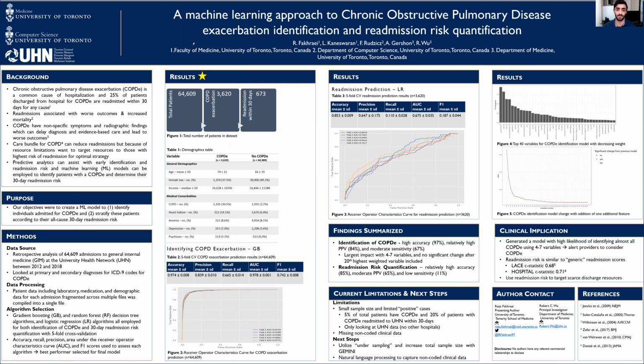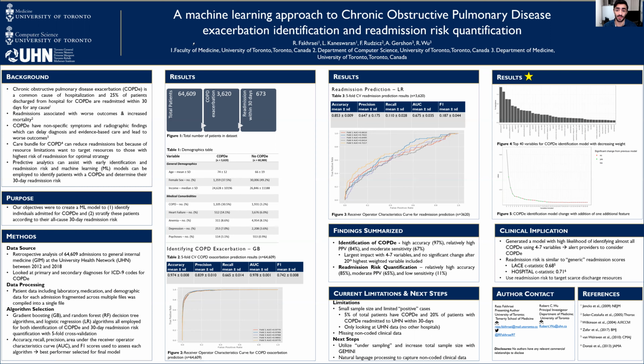failure and depression. Table 2 and figure 2 show the identification of COPD exacerbation model metrics, which performed best on gradient boosting, while table 3 and figure 3 show the 30-day readmission risk prediction model, which performed best on logistic regression. Figure 4 shows which features were more important for identifying COPD exacerbation, which ended up being certain medications being used within the first 72 hours of admission, age, sex, and comorbidities the patient had.